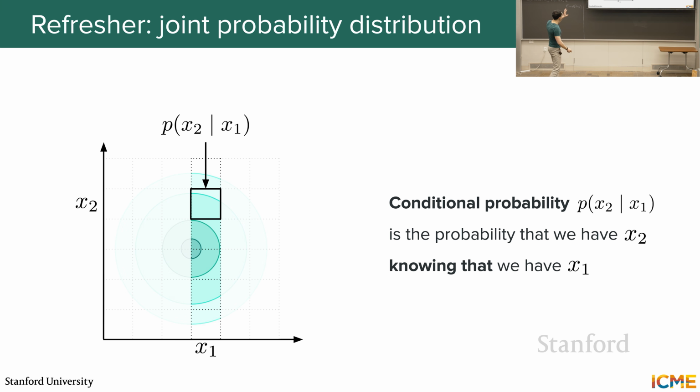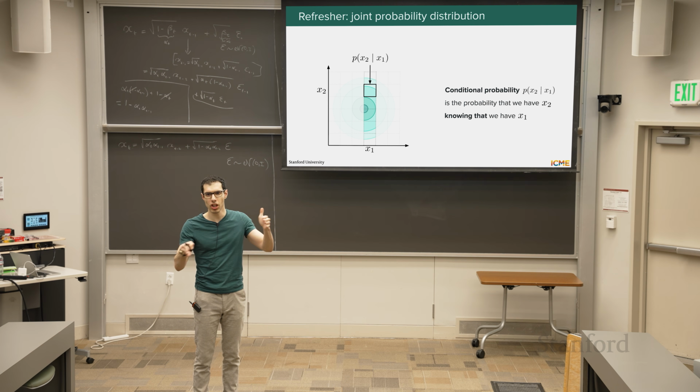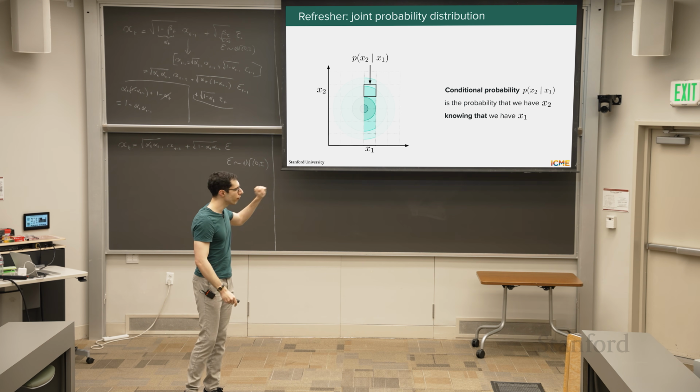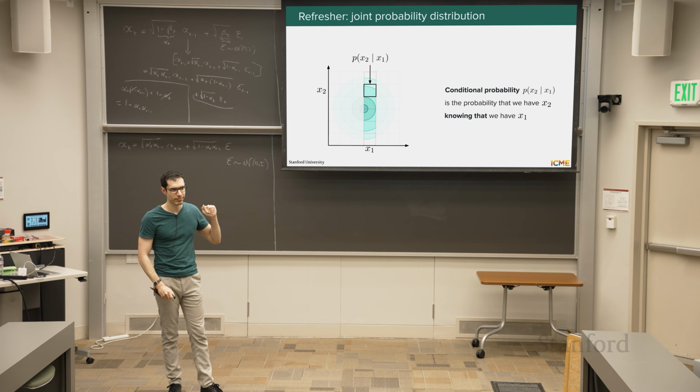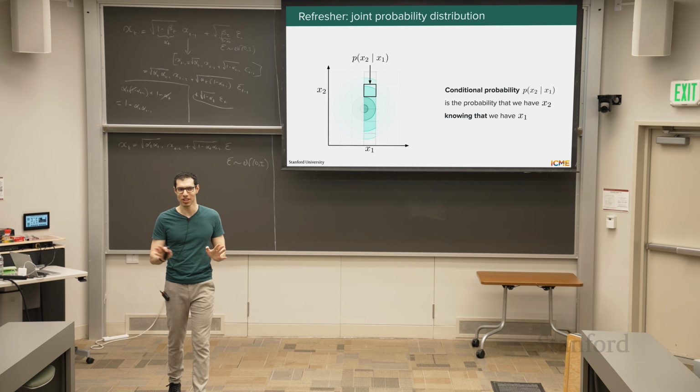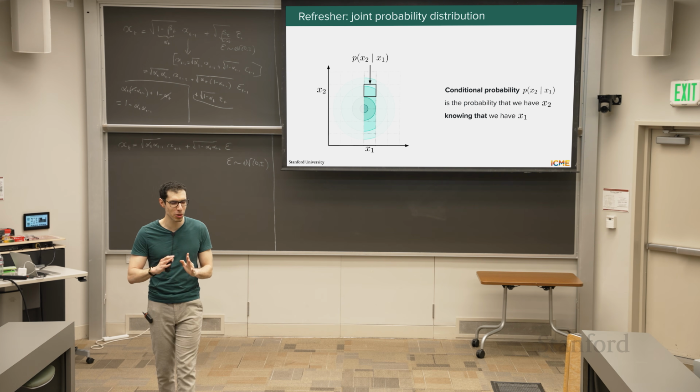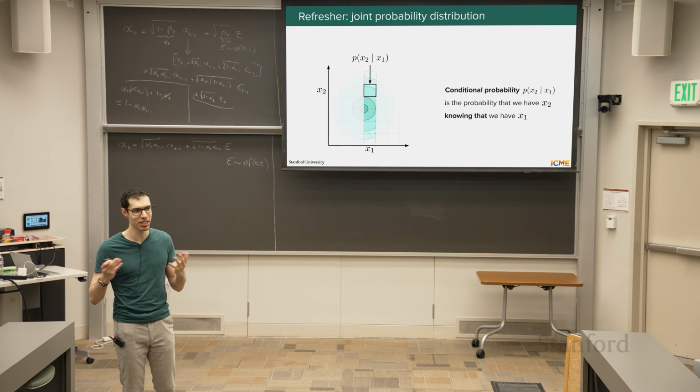Here, the probability of x2 given x1 would be the proportion of the value of the joint probability distribution in that square over the sum of all the squares for that given value x1. Right? So far, I'm just recapping what we know about joint probability distributions and conditional probabilities.